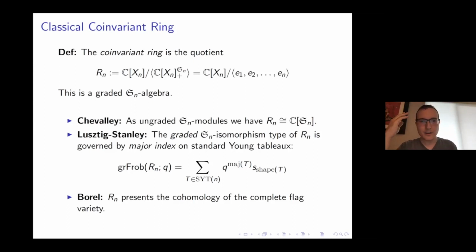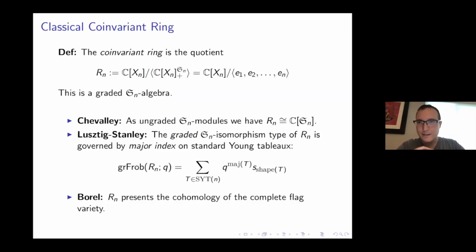And we can also think about this as the polynomial ring, thanks to Newton's theorem, modulo the n elementary symmetric polynomials. So what kind of an object is this? Well, this is a graded ring because this is a homogeneous ideal. And this also carries an action of S_n, right? Because S_n is going to stabilize this ideal. So it's a graded S_n algebra. And there are a lot of beautiful results about this.